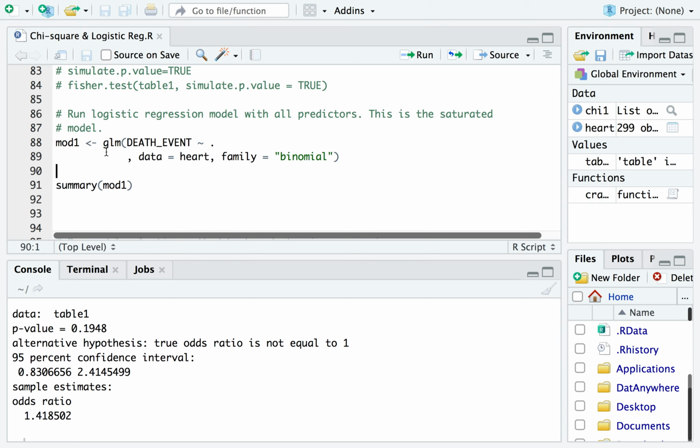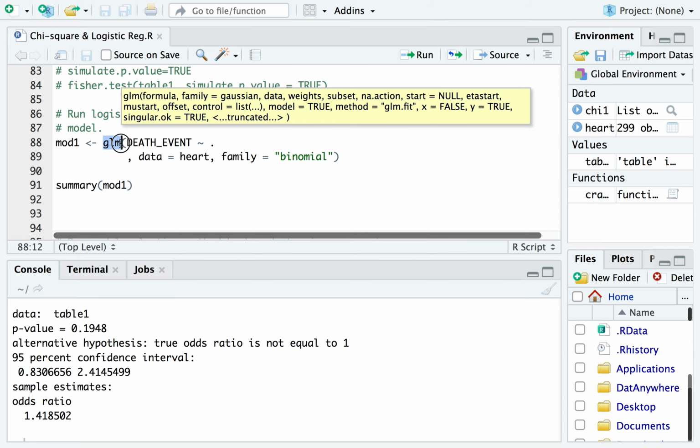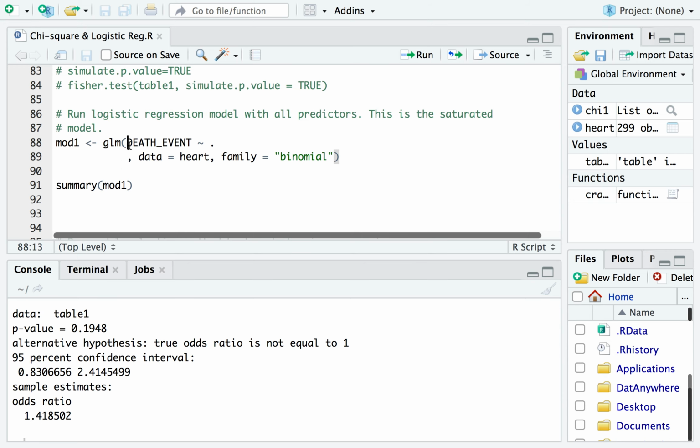I'm going to use the glm function. The y variable, or the criterion variable we're using, is DEATH_EVENT, then tilde, and a dot. The dot means throw all the predictors in the data set into the model. The data set we're using is heart. And family is equal to binomial, which is important to include because it indicates that this will be a logistic regression model. So let's quickly run it.